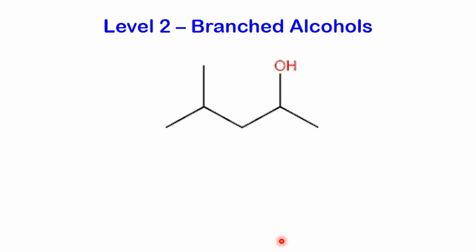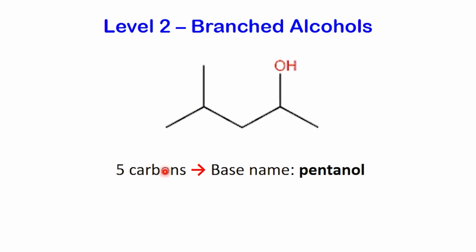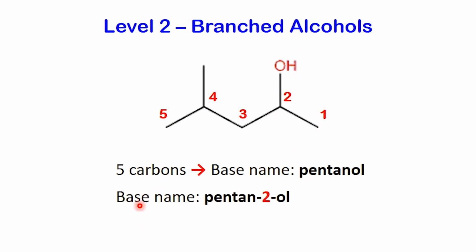Now that we understand straight chains, let us move to branched alcohols. When branches are present, the method does not change. We simply add one more step, identifying substituents. Step 1. Find the parent chain. The longest chain containing the hydroxyl group has 5 carbons. The base name is pentanol. Step 2. Numbering. Number the chain so the hydroxyl group gets the lowest possible number. The OH group is on carbon 2. The base name becomes pentan-2-OL.